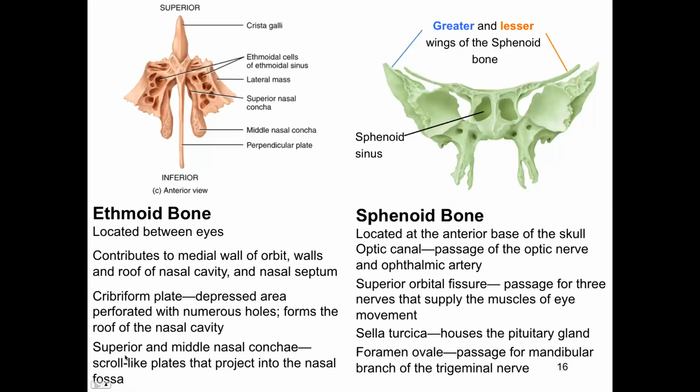And like I said, the superior and middle nasal conchae are part of the ethmoid bone, whereas the inferior is its own bone, all right? So here you can see them labeled. Here's the superior and the middle, all right? Okay, let's keep going here.